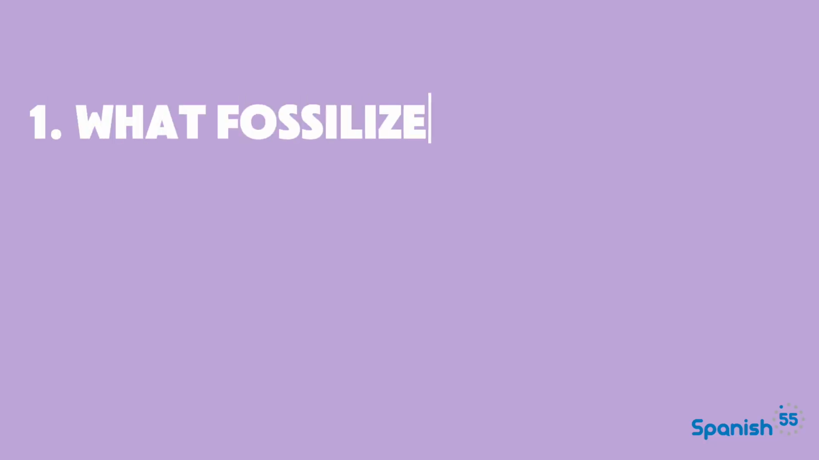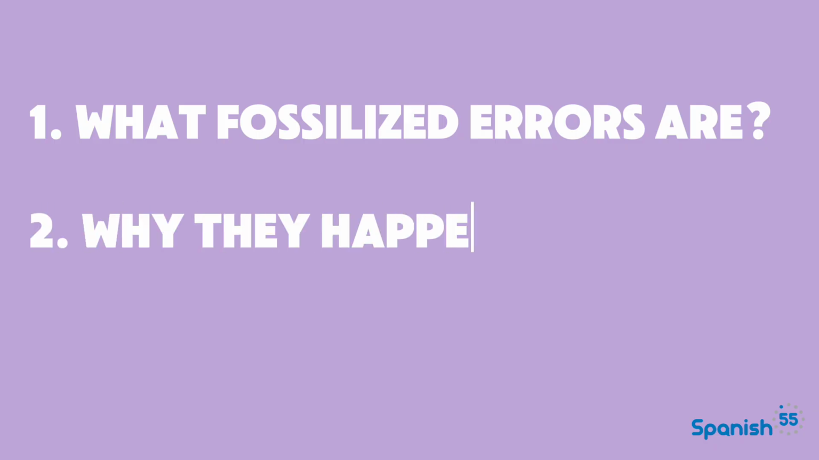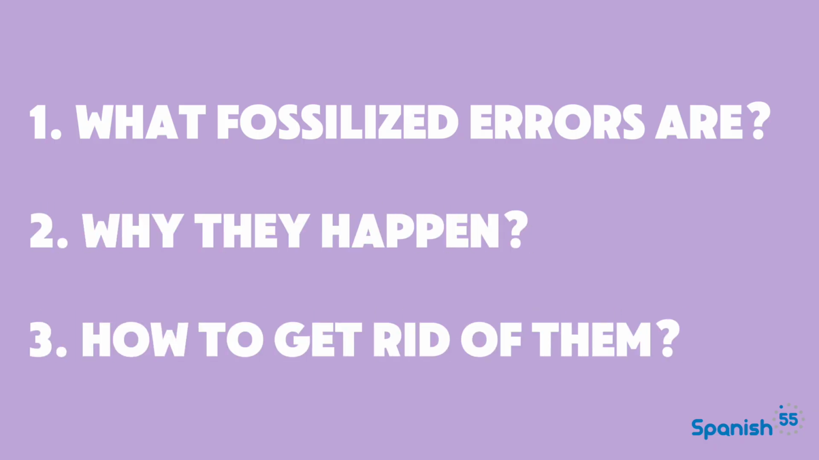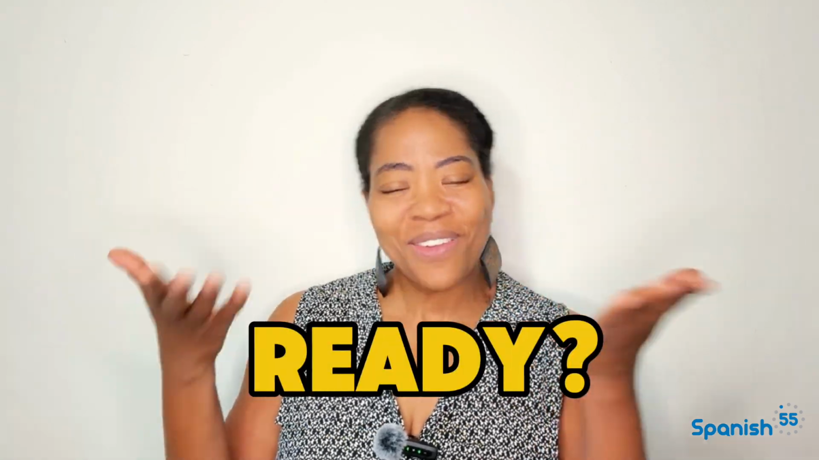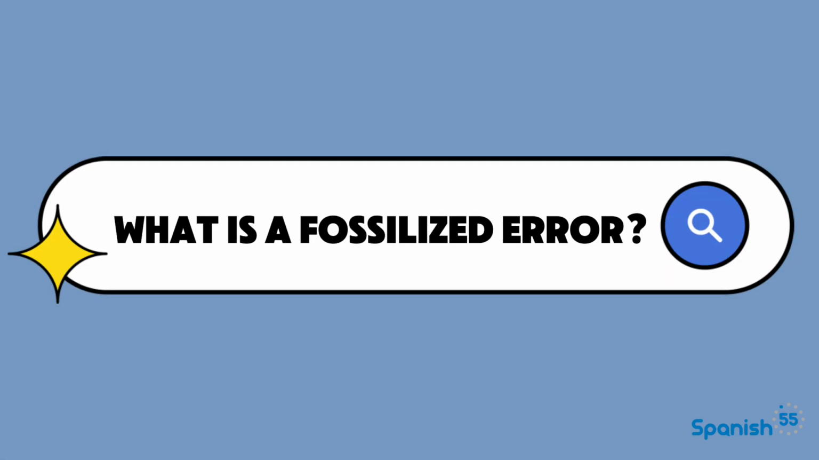Basically, these are mistakes we make over and over again without even realizing it, and they can seriously hold back your progress. Today, I'm going to tell you what fossilized errors are, why they happen, and most importantly, how you can get rid of them so that you'll be able to speak more confidently and correctly. Ready? Vamos. What is a fossilized error?